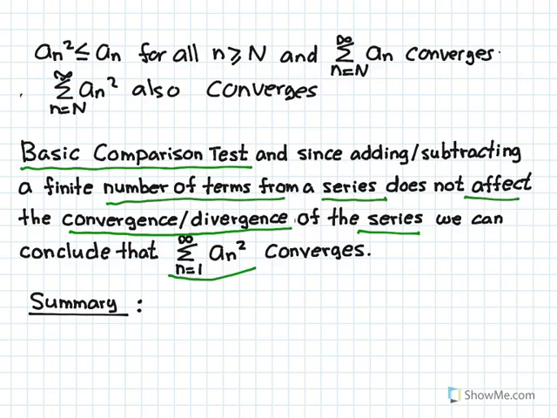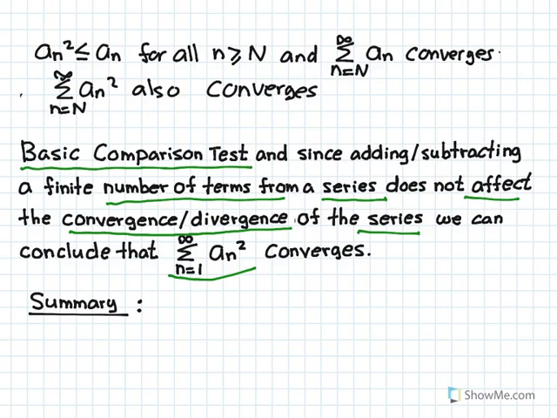So because adding or subtracting a finite number of terms from a series doesn't affect the convergence or divergence of the series, we can start the index at n equals 1 and say our original series, n equals 1 to infinity of a_n squared, also converges. And it converges, of course, by the basic comparison test.